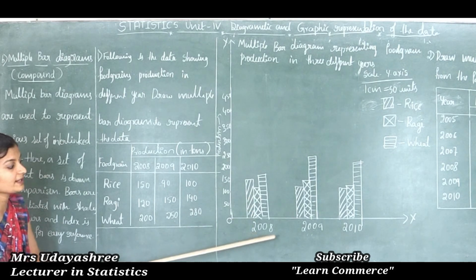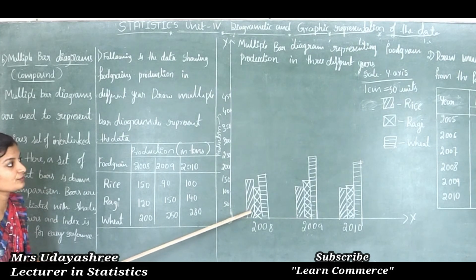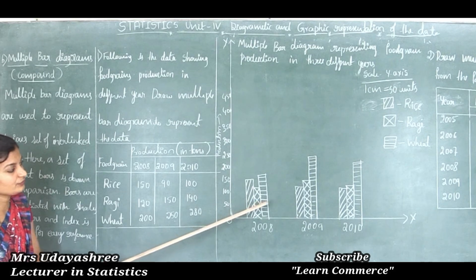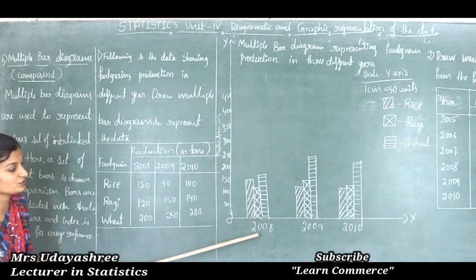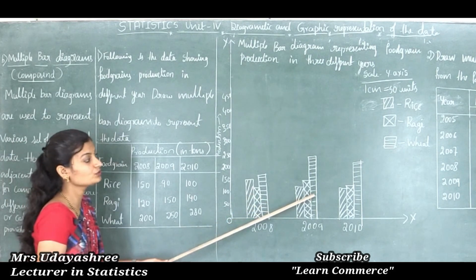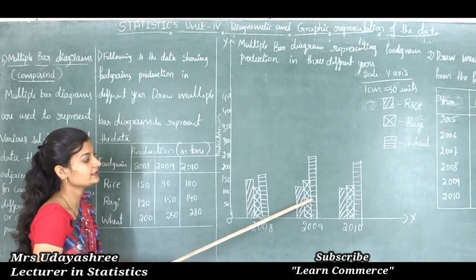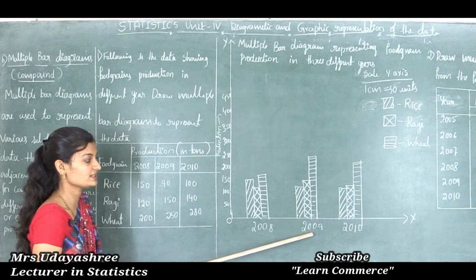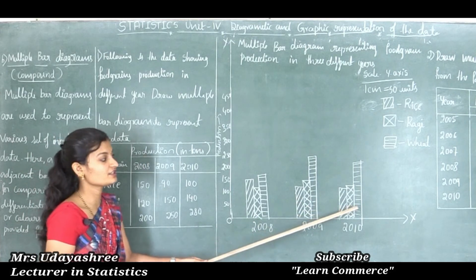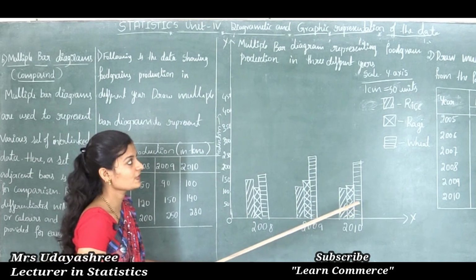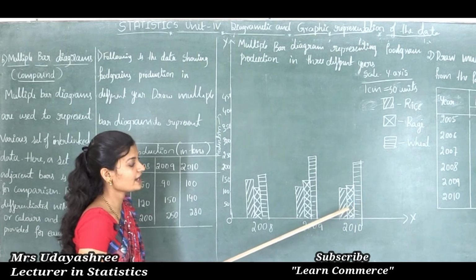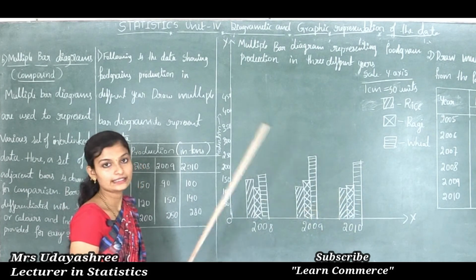So here we can compare the production of wheat, ragi and rice in the year 2008. Here we can do the comparison of the production of wheat, ragi and rice in the year 2009. Like that, here also we can do the comparison of rice, ragi and wheat in the year 2010.